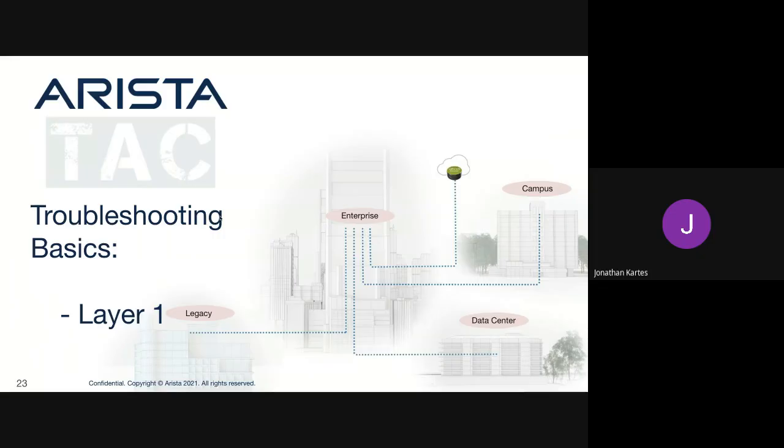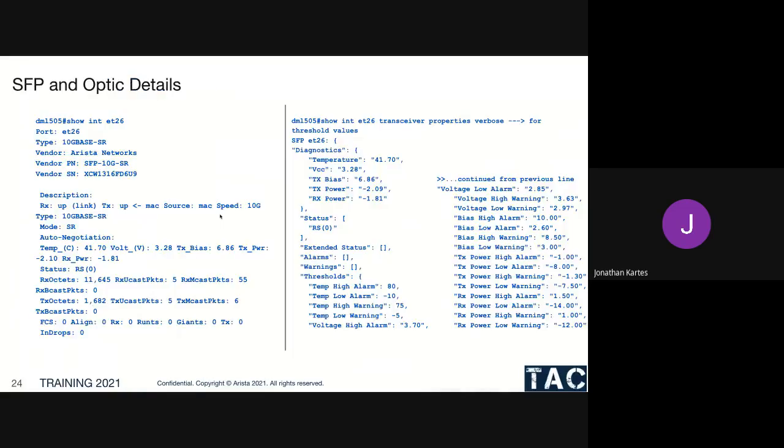So how do you troubleshoot this, right? Well, the good news is it's all pretty relatively standard layer 1 troubleshooting. We talked about how this is layer 1 plus. So we have a whole slew of details that we can work with. There's RX up and has link, TX up and has source MAC. We can see the source MAC speed.